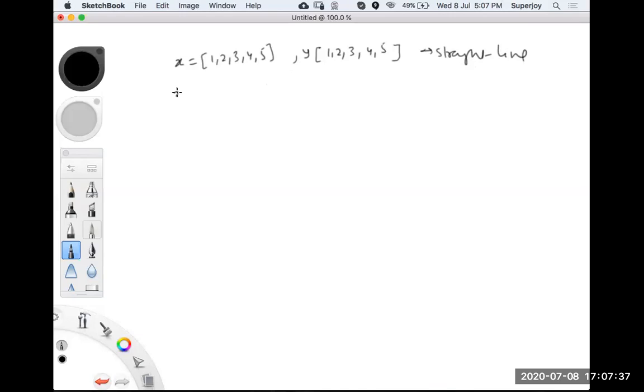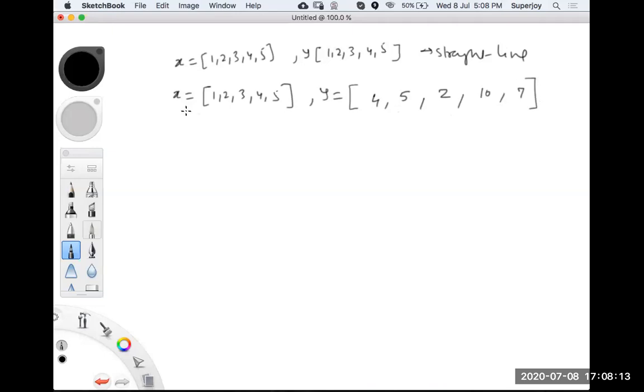Okay, what happens if we have something like this, guys? X is there, 1, 2, 3, 4, and 5. And now let's say Y is something like this. Let's say Y is 4 when X is 1. Y is 5 when X is 2. Y is 2 when X is 3. And when X is 4, let's say it is 10. And when X is 5, let's say it is 7, for example.